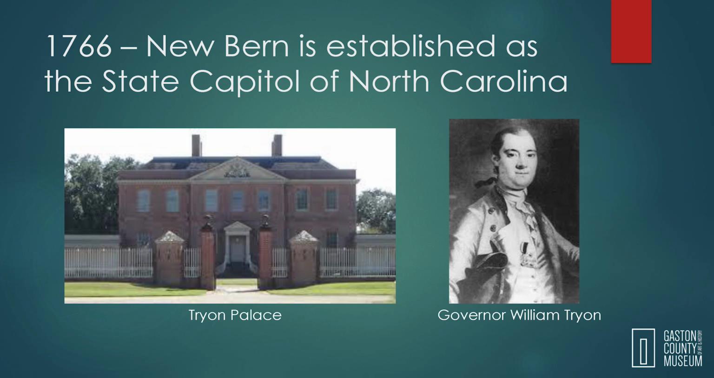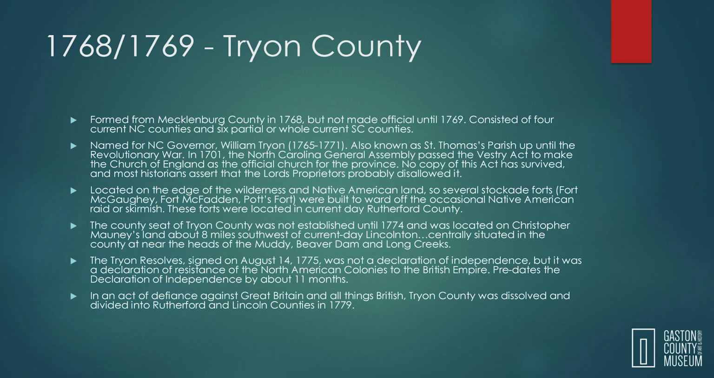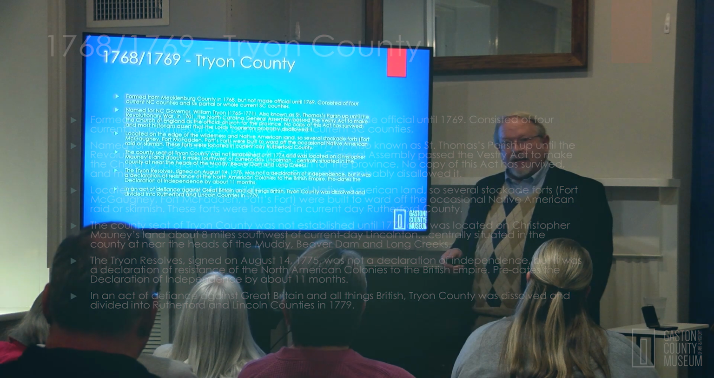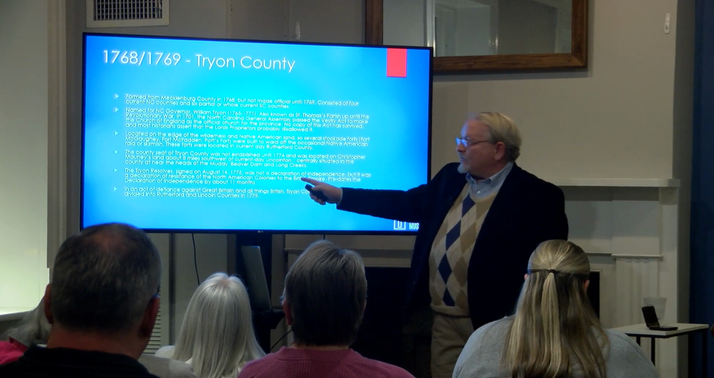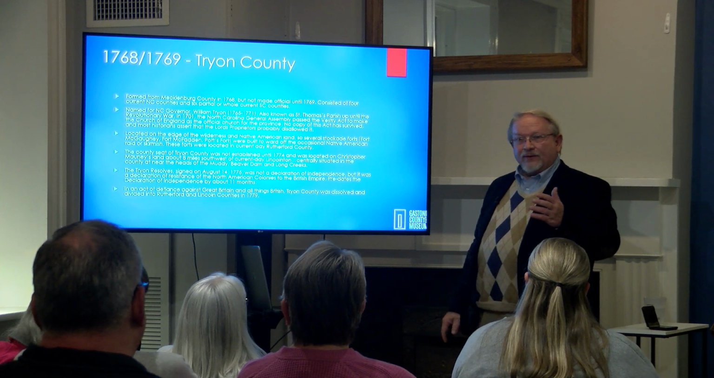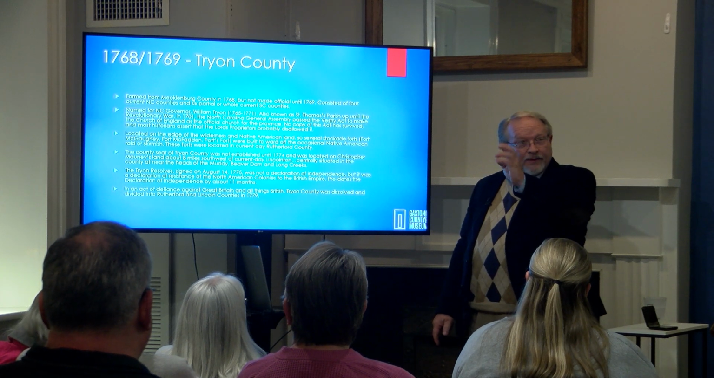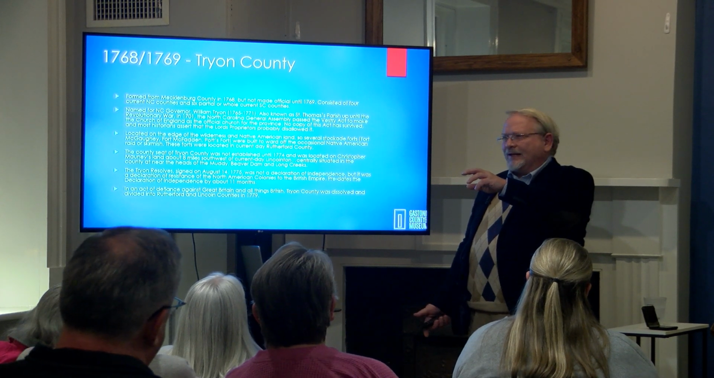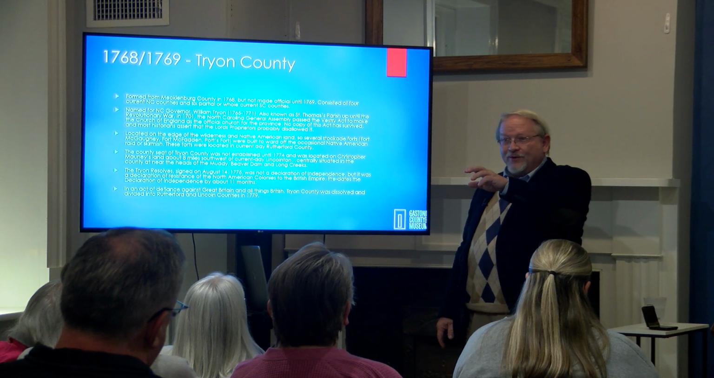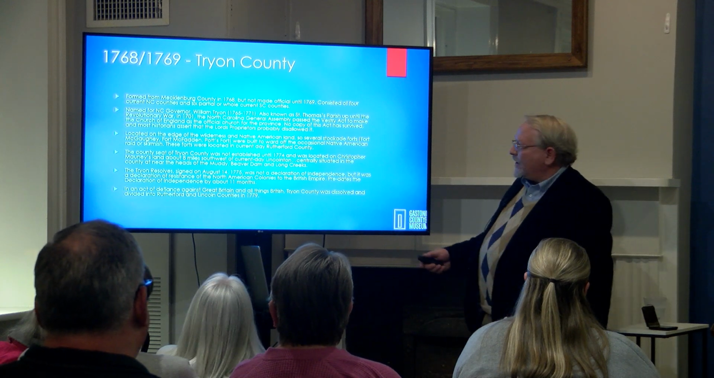But once again, here's Tryon County, made from Mecklenburg County. It was also called St. Thomas Parish for a while there. It was on the edge of Native American land, so we had three or four forts to defend us from Native American attacks. The county seat was eventually settled between what is now Bessemer City and Cherryville, in a little area. Some people may know it as Sunnyside or Delview, but that's where Tryon Courthouse was. That was the original courthouse for Tryon County.